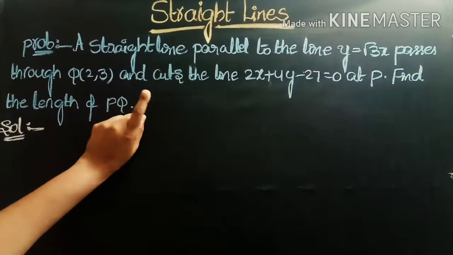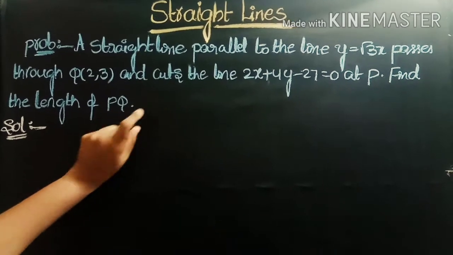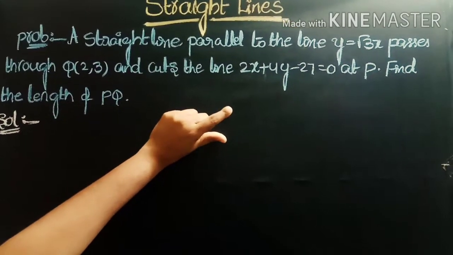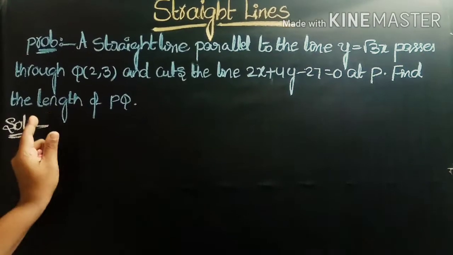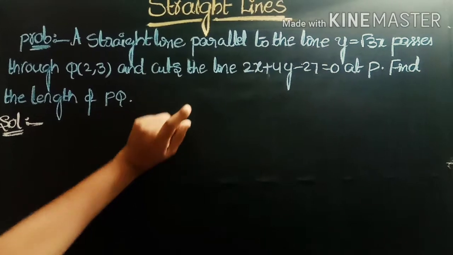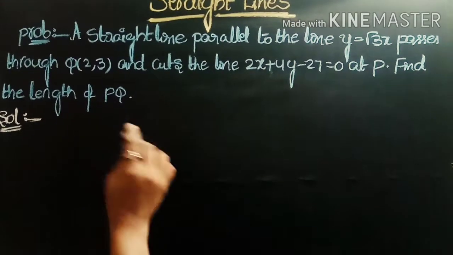Problem. A straight line parallel to the line y equals root 3 x passes through the point Q(2, 3) and cuts the line 2x + 4y - 27 = 0 at P. Then find the length PQ. So given that a straight line parallel to the line y equals root 3 x passes through the point Q(2, 3).